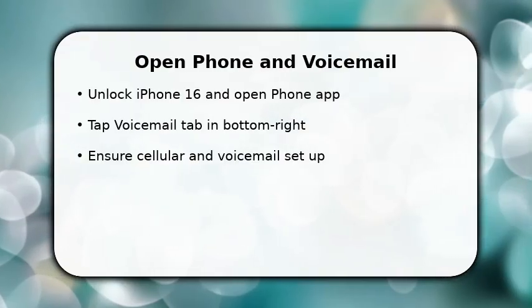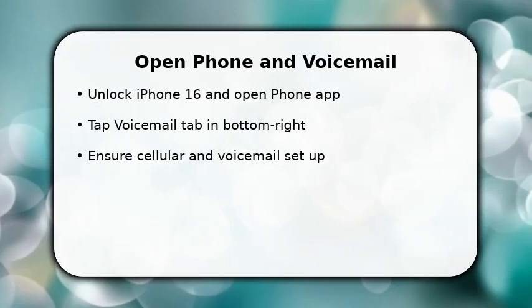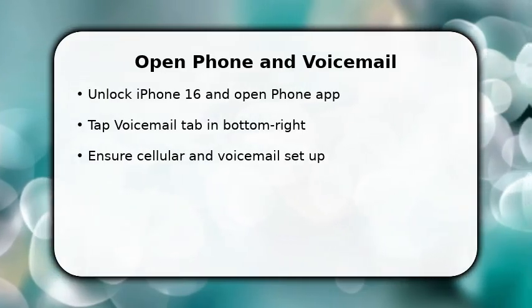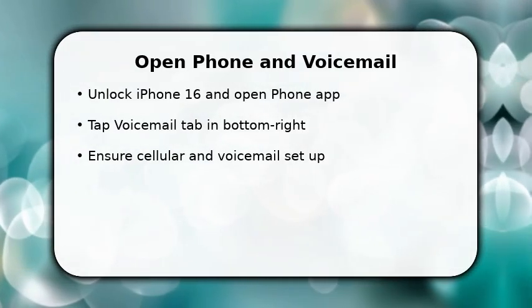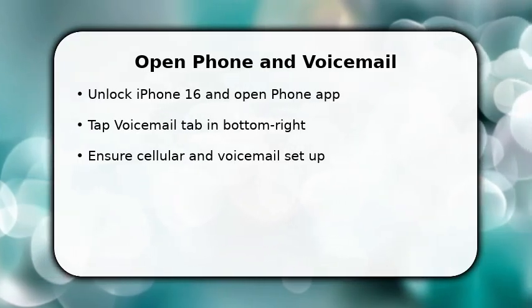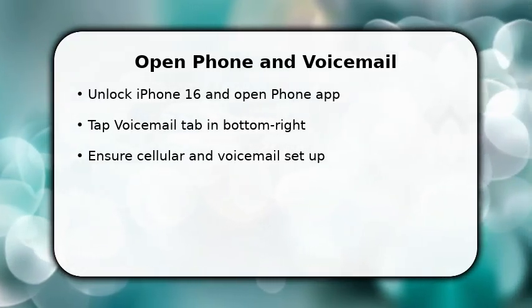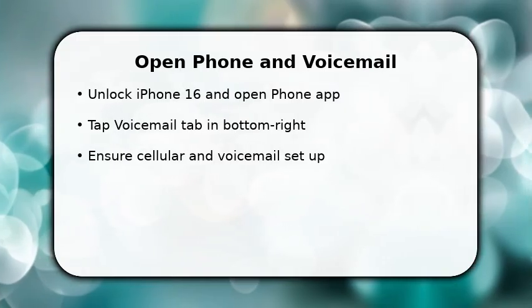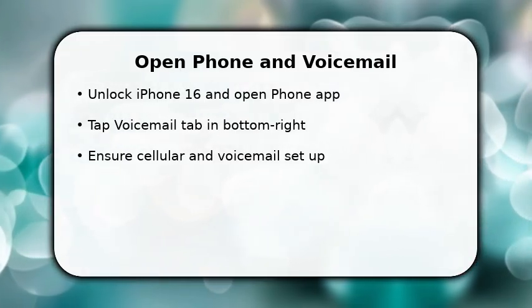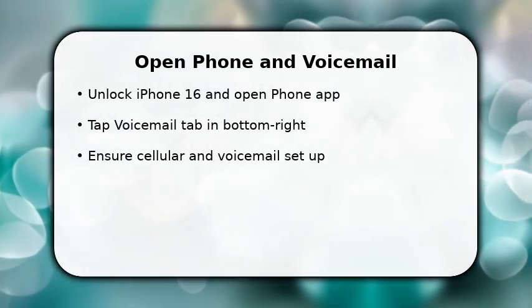You start by unlocking your iPhone 16 and opening the phone app because voicemail lives there. Tap the voicemail tab in the lower right to enter voicemail settings. Once done, make sure your cellular service and voicemail box are active. Without them, you can't record. If prompted, enter your voicemail password or set one now.